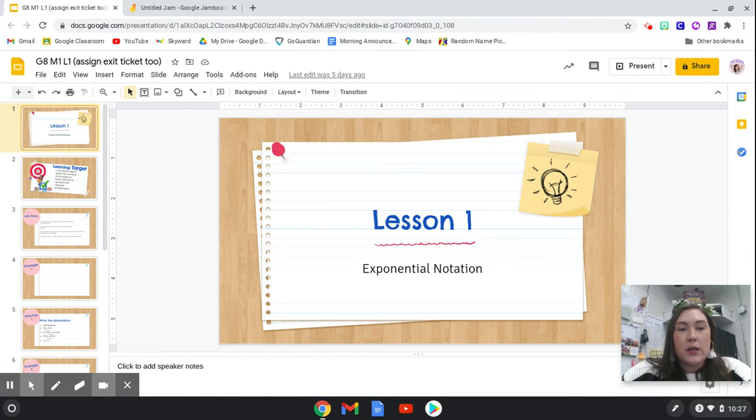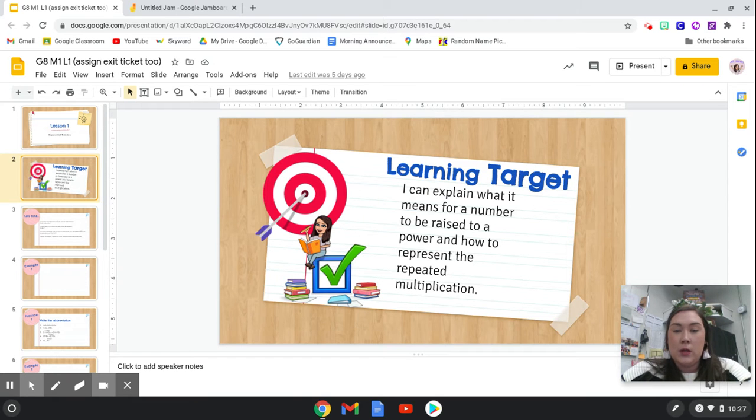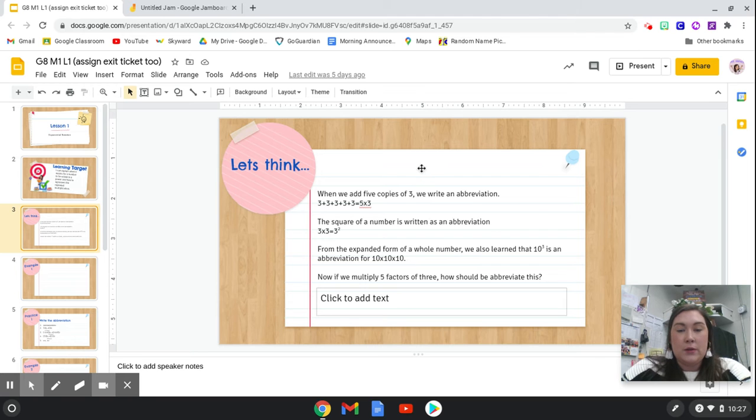We are officially in our 8th grade module stuff, so you guys are at that advanced level now. Okay, this is lesson 1. We're going to be working on exponential notation. So we're going to be explaining what it means for a number to be raised to a power and how to represent repeated multiplication.